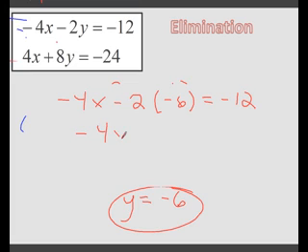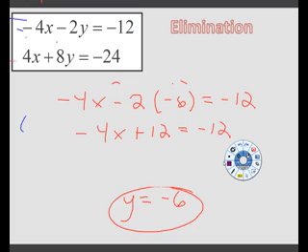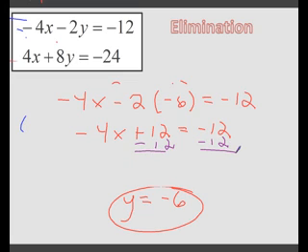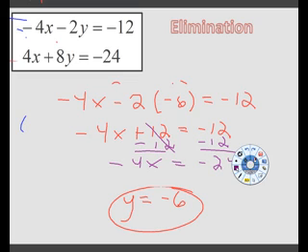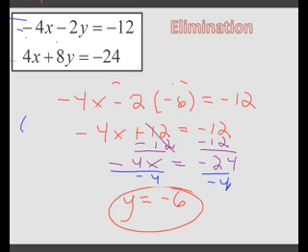Alright, I'm going to go ahead and multiply out these two numbers, negative 2 and negative 6. So negative 2 times negative 6 is positive 12. And then now I have a two-step equation I'm going to solve to find what value x is. So I'm going to subtract my constant on both sides, and I get negative 4x. My 12s are gone. Negative 12 minus 12 is negative 24. And now divide by negative 4 on both sides, and I get x equals negative 24 divided by negative 4 is positive 6.